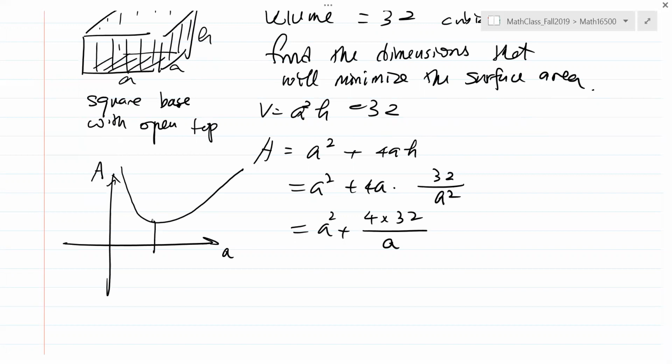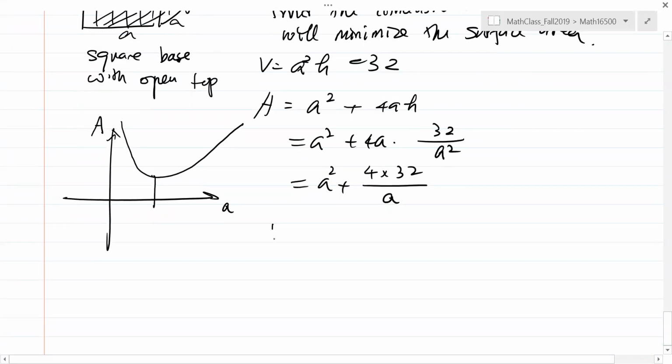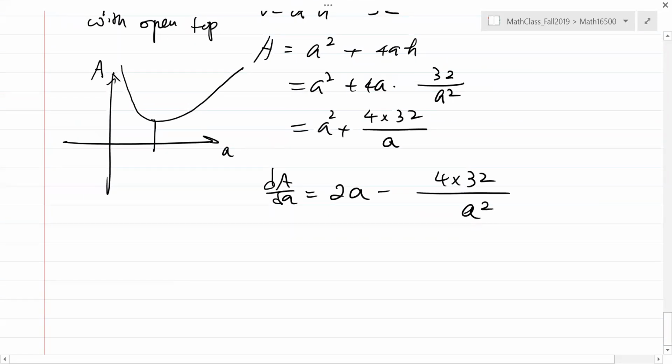Capital A equals little a squared plus 128 over a. So when little a approaches 0, capital A goes to infinity because this term approaches infinity. When a approaches infinity, this term approaches 0, but that term approaches infinity, so it goes to infinity. So both ends go up. Somewhere in the middle has a minimum value. To find it, just find the derivative, right? So dA/da is 2a minus 128 over a squared. Okay, I'm not going to show you how to find the derivative. You know how to do it. And that should be equal to 0.